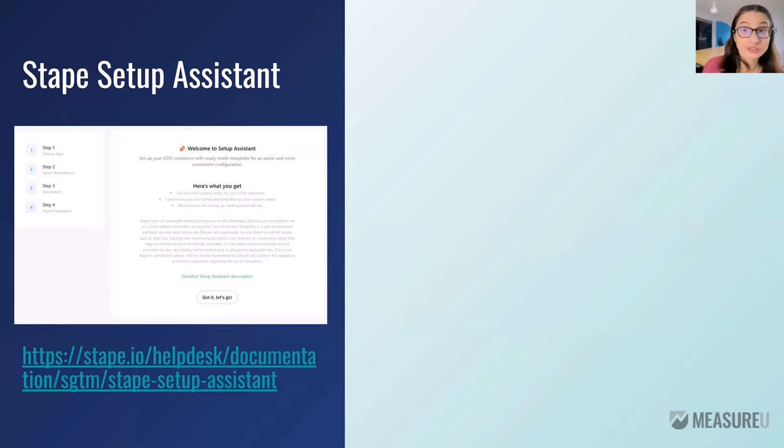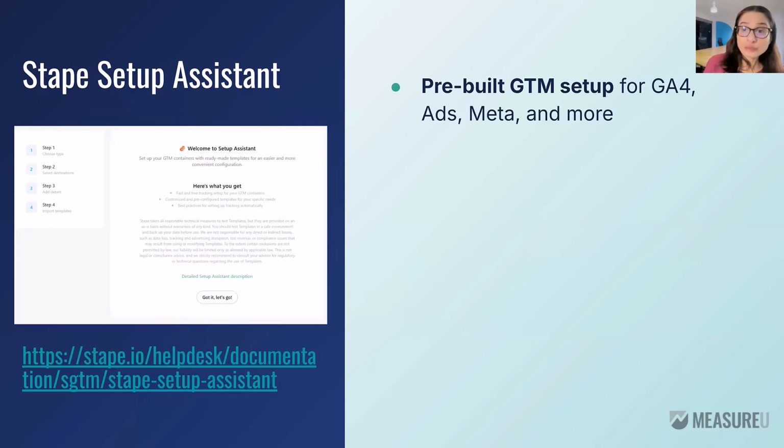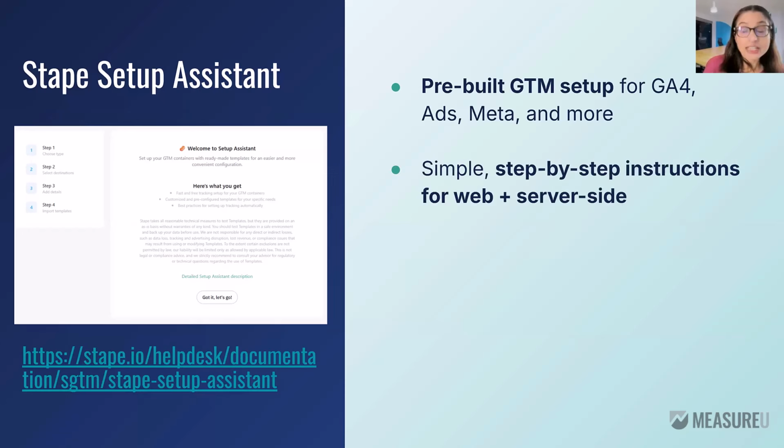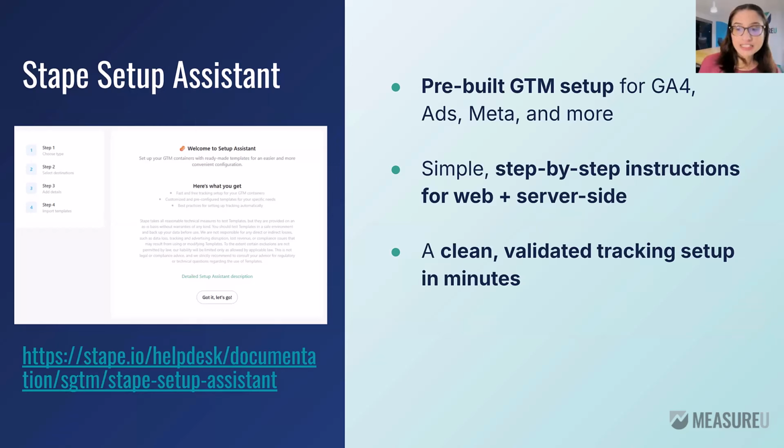They even take care of Facebook deduplication and consent. So they have pre-built GTM setups for GA4, Google Ads, and Meta, and more. It's step by step. It's like 3-4 steps and your containers are rocking. And then finally, it's clean, validated tracking set up in minutes. I have to say, I've used this a few times and really like it. Alrighty, let's dive in and take a look at the tracking checker together.